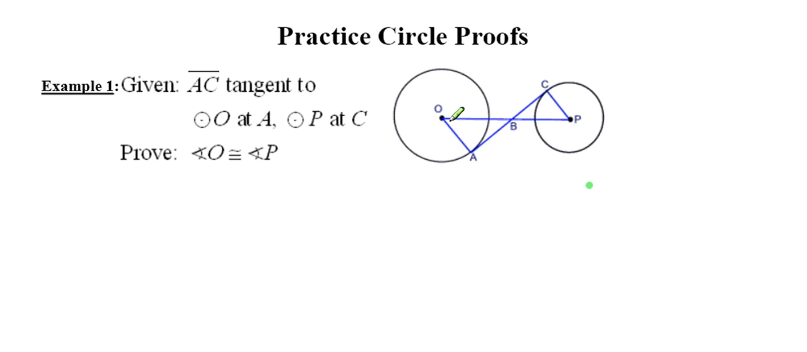When I first look at what it is that we're trying to prove, angle O congruent to angle P, the first thing that comes to my mind is that if I could get these two triangles congruent to each other, I could use CPCTC in order to show that their angles are congruent.